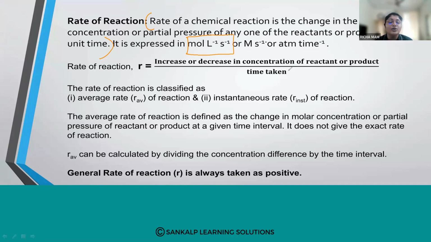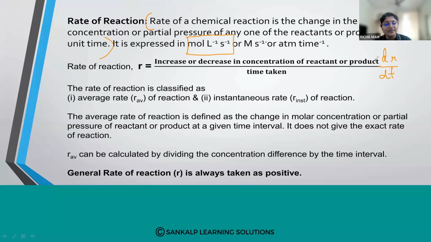So either it can undergo an increase or a decrease in concentration of reactant or product, with respect to the time taken. Okay, how the rate of a chemical reaction changes, whether it is increasing or decreasing concentration, per unit time. So it is given by dr by dt.